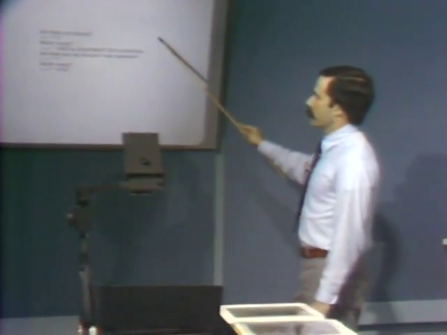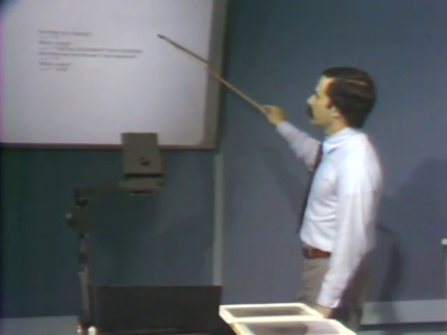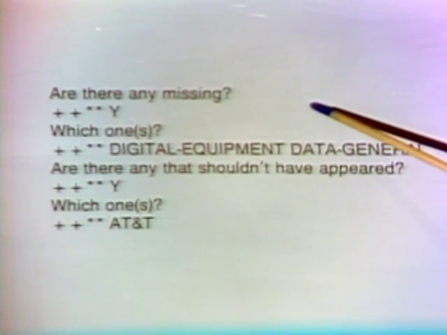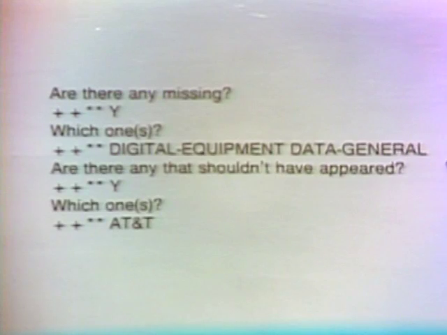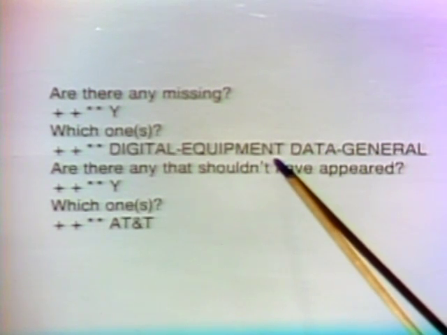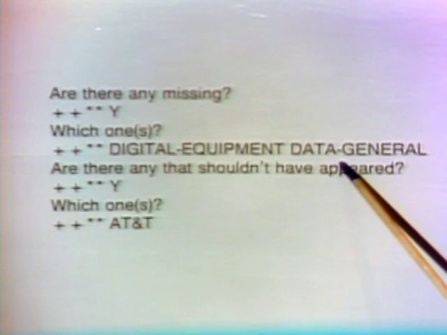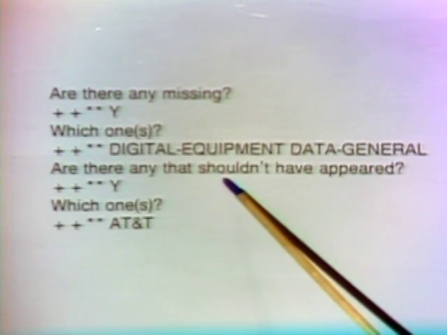We ask a couple of obvious questions, like, let's see, if the suggestions that the performance program made are incorrect, one question is, were there any suggestions missing? That is, did we leave out some stocks that we should have recommended? And in this case, indeed, the expert feels that that's true. There are some recommendations which have been missed. In this case, Digital Equipment and Data General should have been suggested by the program, but were not. Then the obvious converse question, were there any that showed up and shouldn't have?